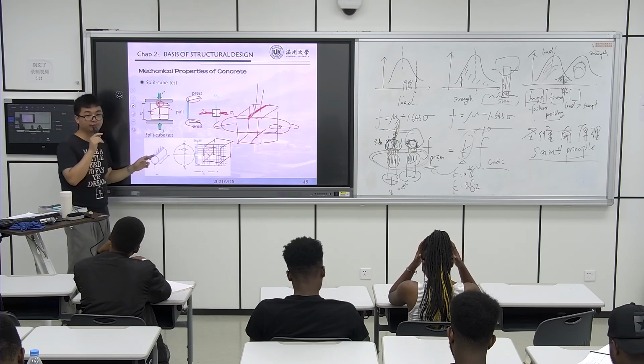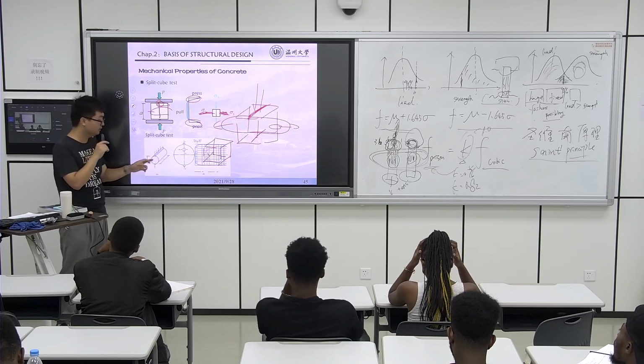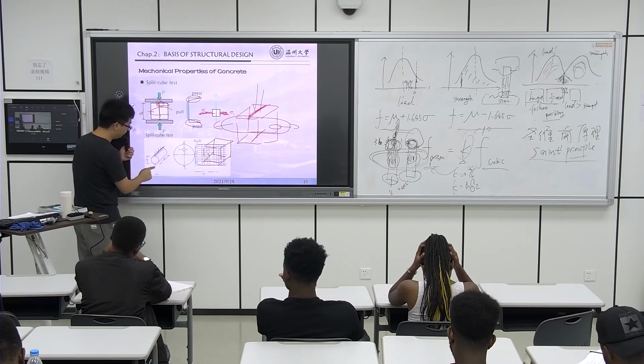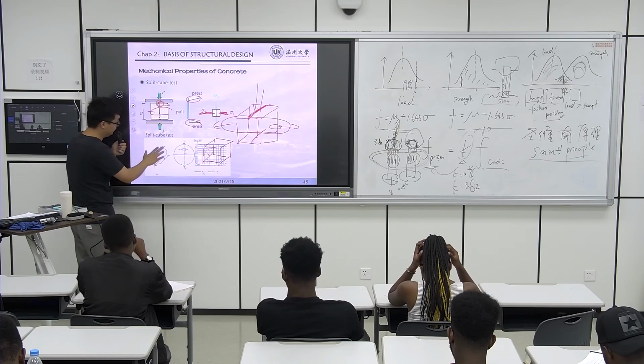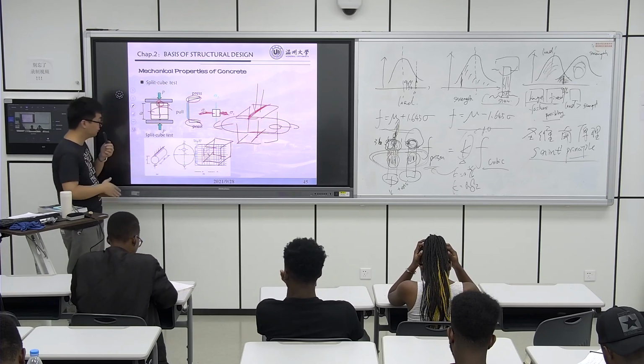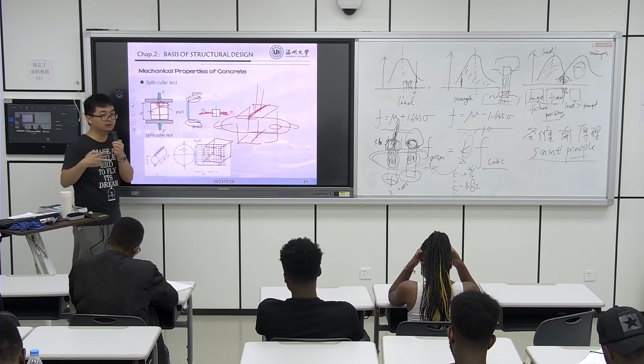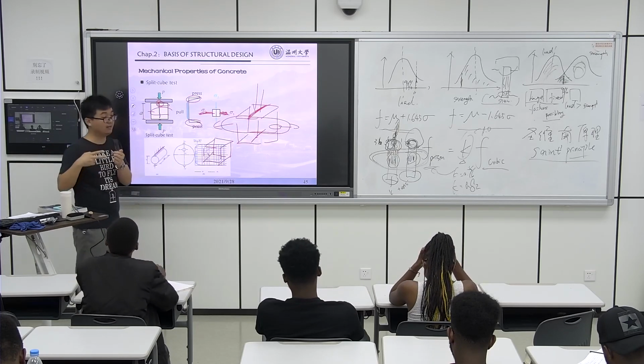Someone also uses cylinders. The same. This is the metal steel bar under the machine. They give the load just like scissors to cut the specimen.